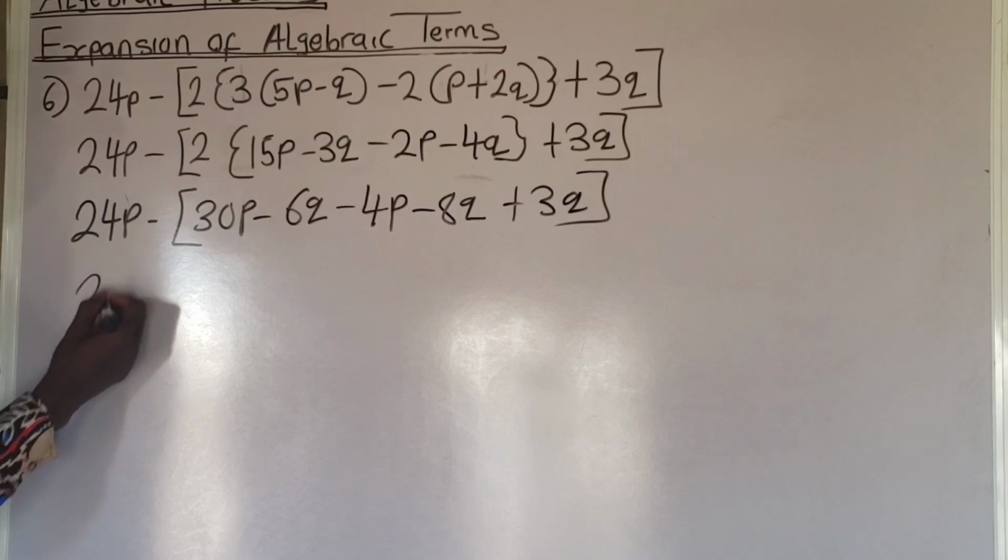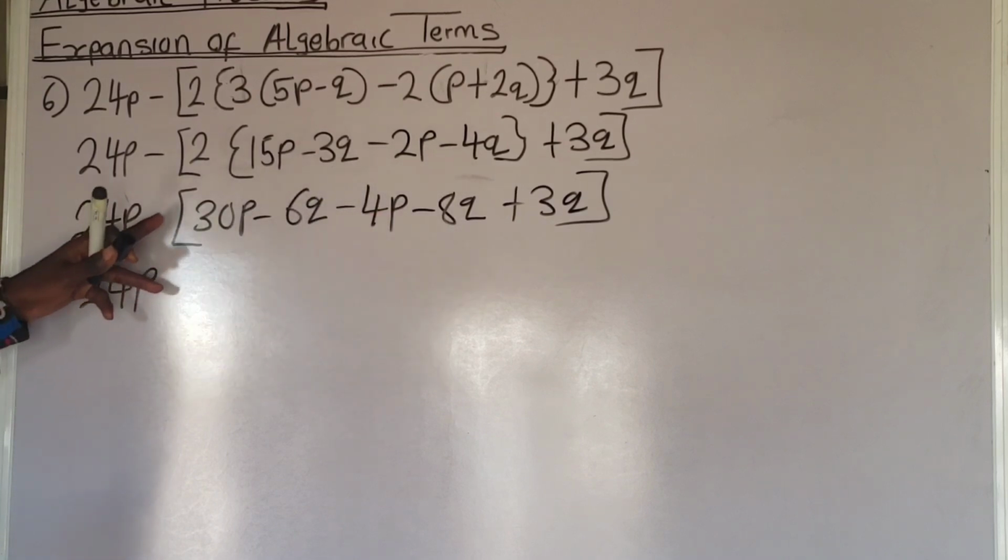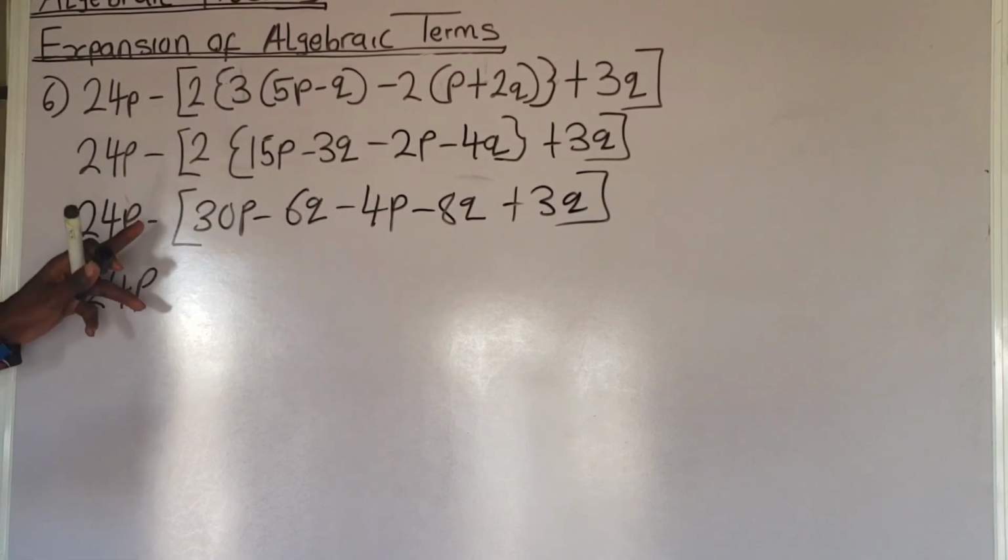For this, I'm going to have 24p. Now I'm having a negative sign here. I'm going to use this negative sign to open the bracket. Though I'm only having a negative sign, there is an invisible 1. So this becomes a negative 1.